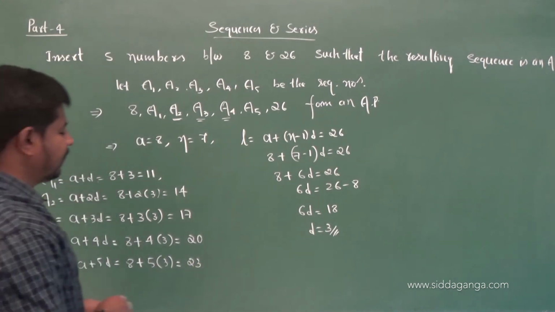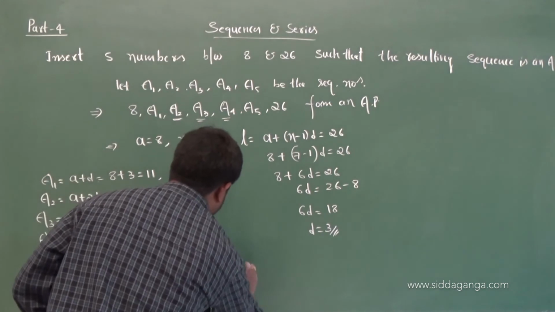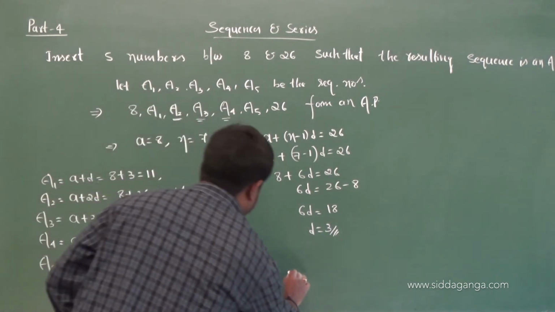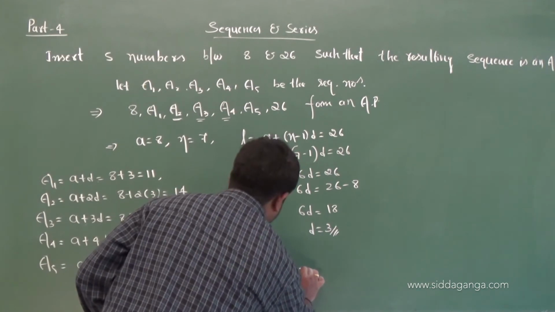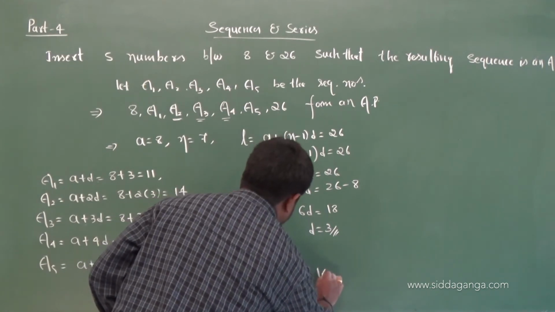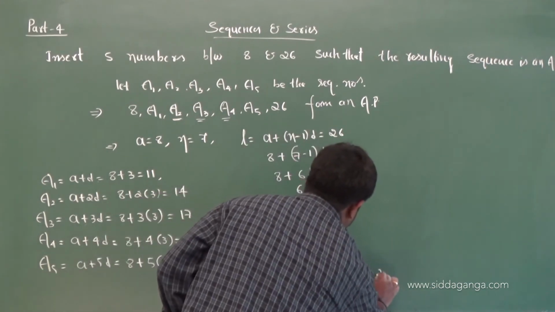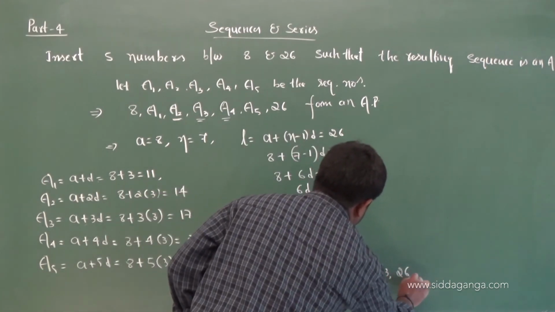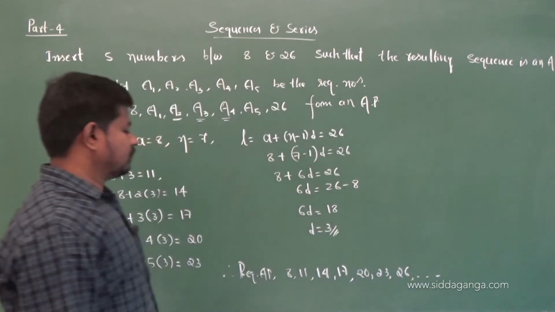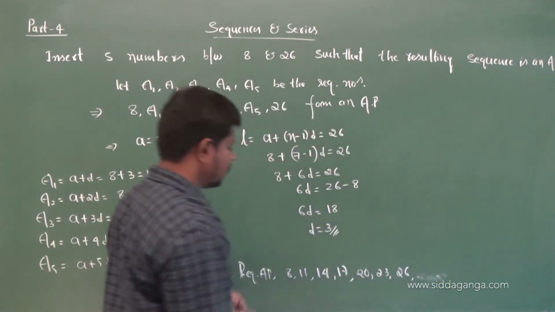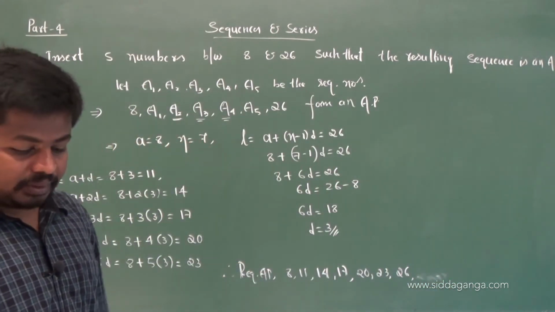So your required AP is, therefore, what? First term is 8. Next 11, 14, 17, 20, 23, last term is 26. This is your required AP. Hope you got this.